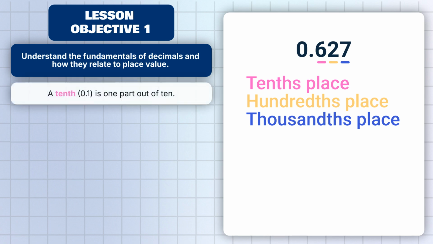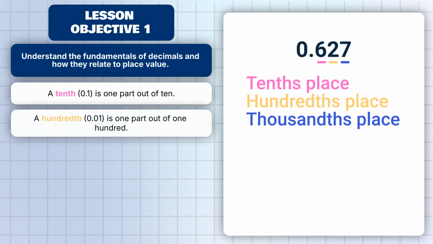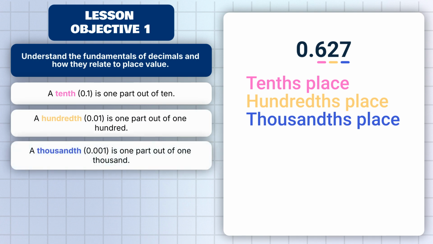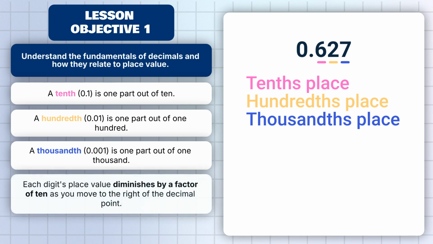A tenth, 0.1, is 1 part out of 10. A hundredth, 0.01, is 1 part out of 100. A thousandth, 0.001, is 1 part out of 1000. This concept can be extended to any decimal number, no matter how many digits it has. Each digit's place value diminishes by a factor of 10 as you move to the right of the decimal point.